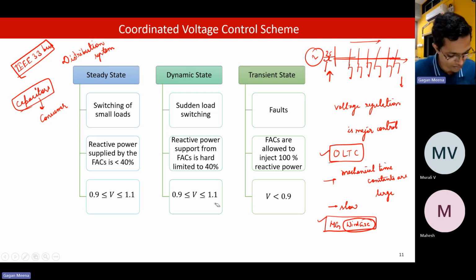And they are supposed to support the grid as per the grid code. They need to supply reactive power when there is a voltage drop. That we call the low voltage ride through, LVRT, capability of these converters. All these converters are equipped with this LVRT capability.